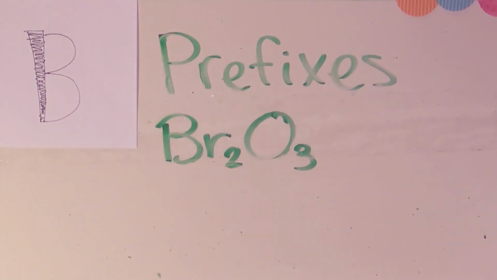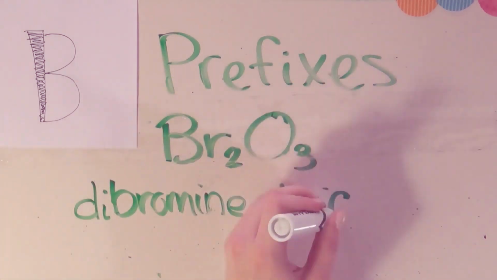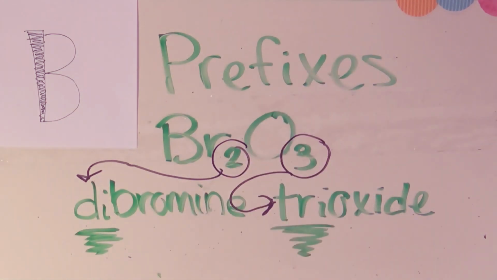Take this for example. Looking at the number, you can decide which prefix to use. The 2 tells us that the correct prefix to use is di, so the result is dibromine. The 3 tells us the correct prefix to use is tri, so the result is trioxide. Put them together and you have a covalent bond.